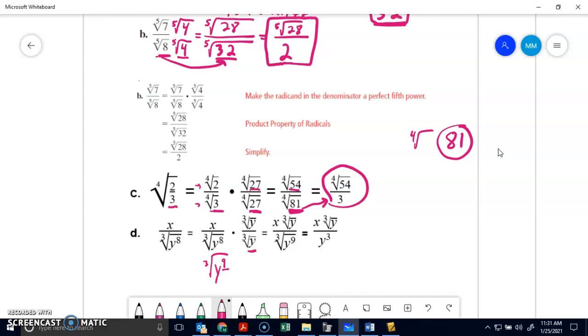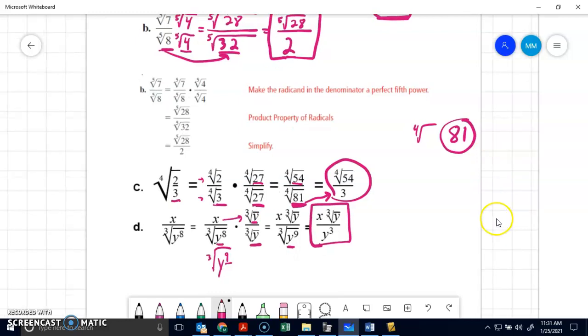So I'm going to multiply by another y, or y to the first. In the numerator, that gives me x times the cube root of y. In the denominator, I get the cube root of y to the 9th, which is perfect. It comes out as y to the 3rd.